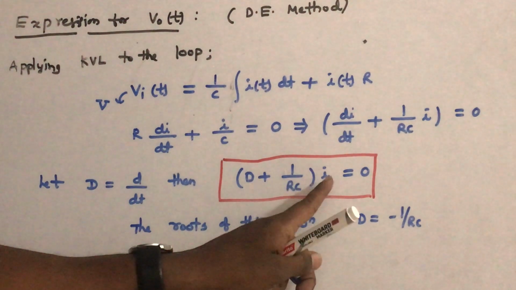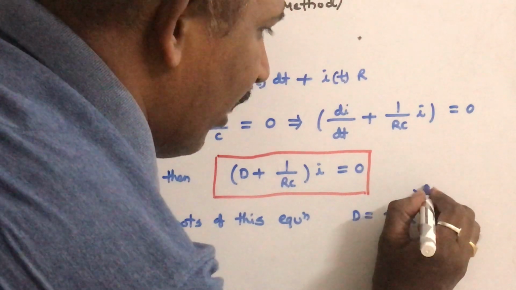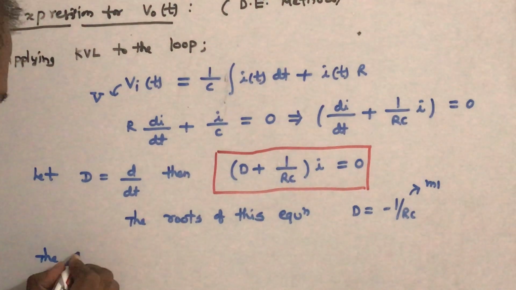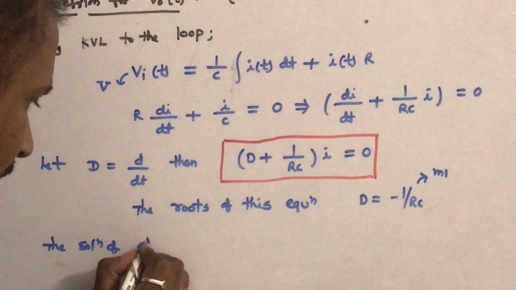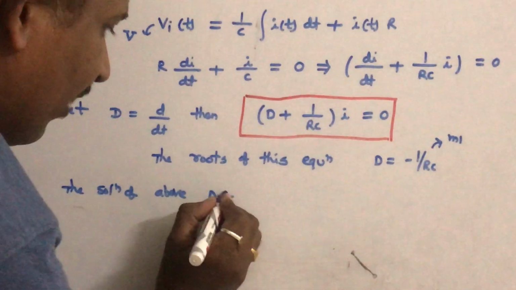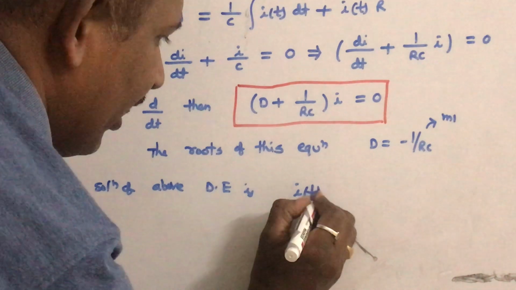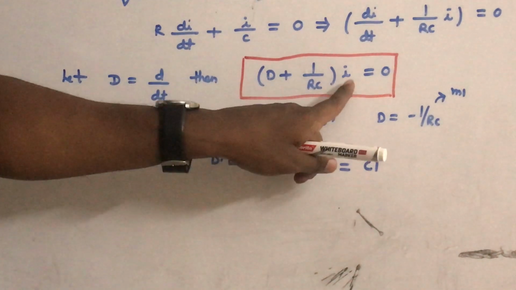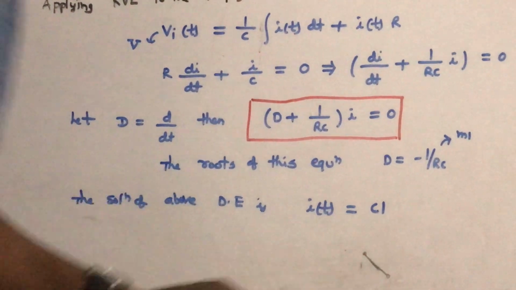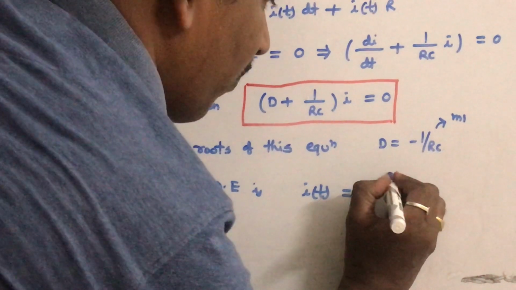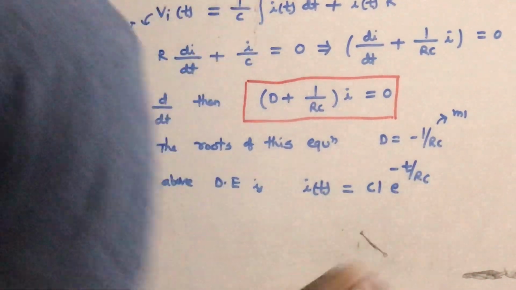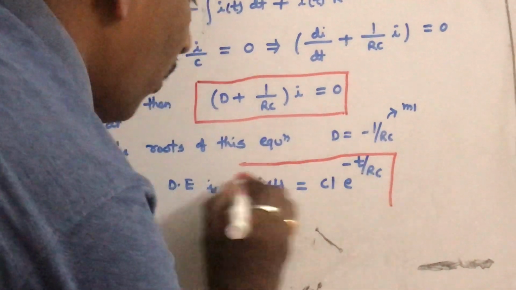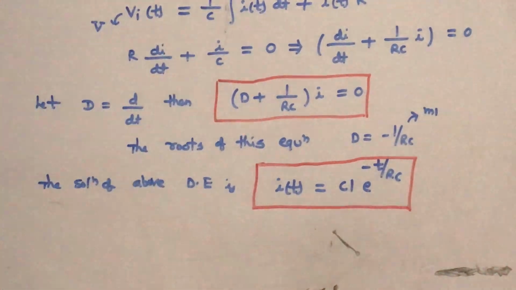So what is the solution for I of t? This is the root m1, so the solution is e power m1 t. Therefore the solution of the above differential equation is I of t is equal to C1, some constant, into e power minus t by RC. This is the current expression in the loop.